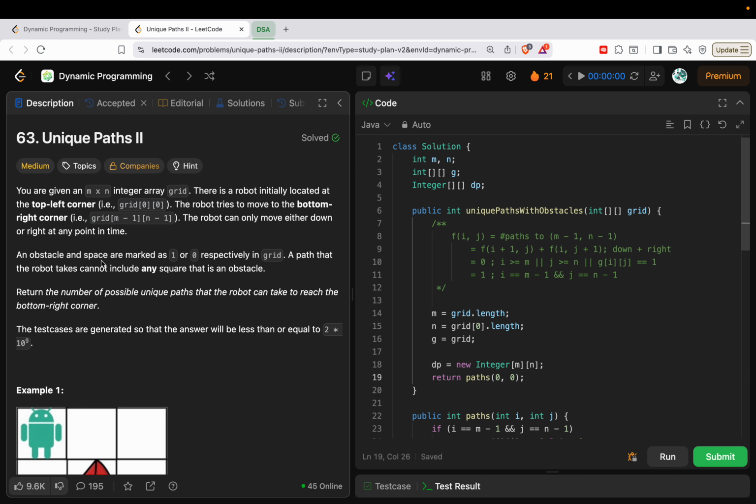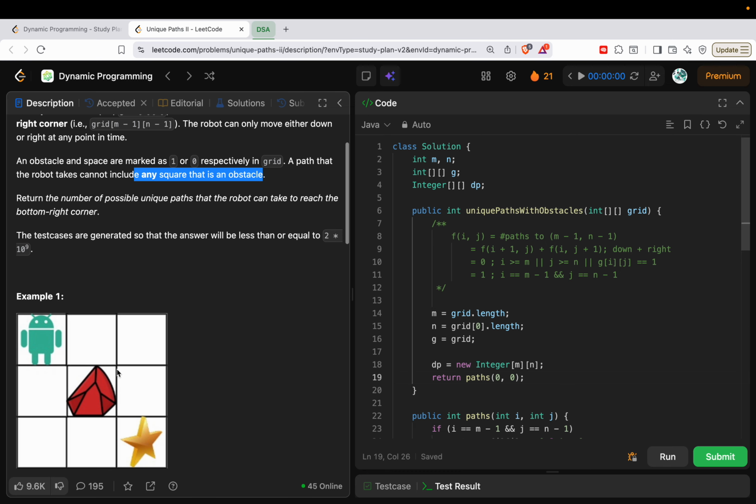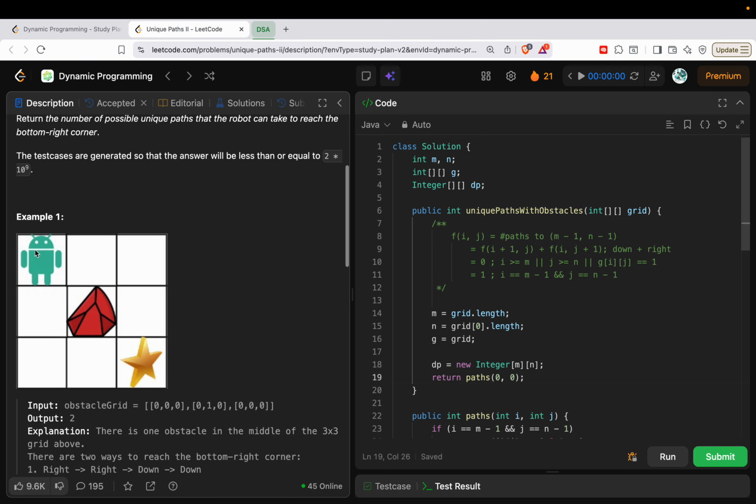An obstacle and a space are marked as 1 or 0 respectively in the grid. A path that the robot takes cannot include any square that is an obstacle. Okay, if there is an obstacle, the robot cannot take a path which includes it. Return the number of possible unique paths that the robot can take to reach the bottom right corner.